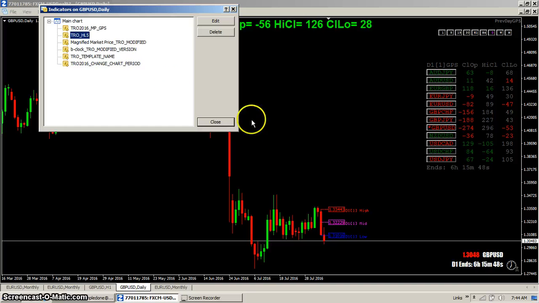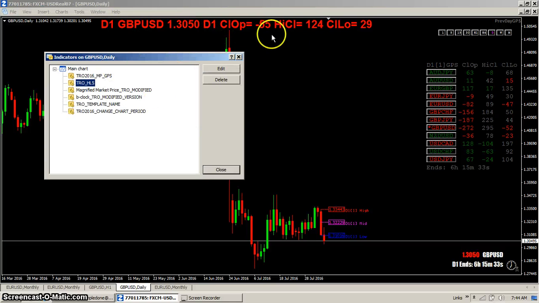And we've got the TRO HL5 indicator. Now we've got this indicator set for 1 bar and a shift of 1, giving us the previous day's high, midpoint, and low. And we've got the magnified market price here. Close to today's open, it's down 54 pips. Today's high minus close and today's close minus low. And the price, and this is the time frame we're looking at.